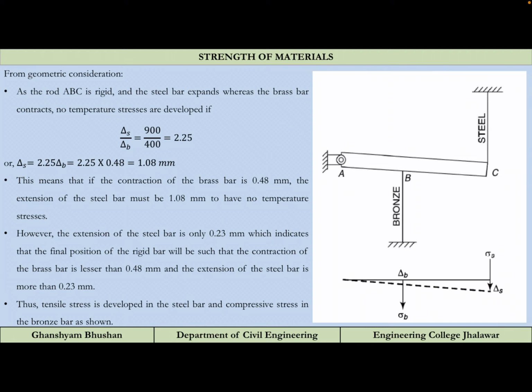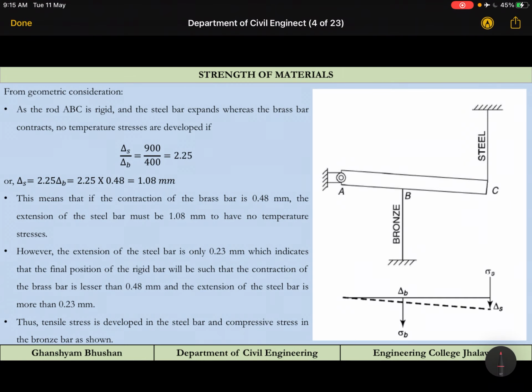From a geometric point of view, as I have told you, this point will come down, and this will also come down from a certain point. Let us say delta S is the deflection in the steel bar and delta B is the deformation in the brass bar. Sorry, this is brass or bronze, whatever it is, it doesn't matter. We should get the idea how we are going to approach the problem. As rod ABC is rigid, the steel bar expands whereas the brass bar contracts. This is brass actually.